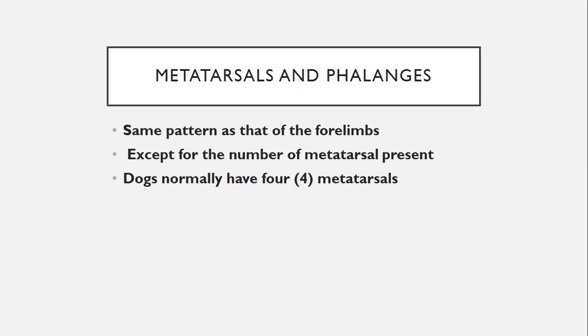Metatarsals and phalanges follow the same pattern as that of the forelimbs, except for the number of metatarsals present. For dogs, their metatarsals are actually 4, not 5 as present in the notes. So kindly change that information. Instead of 5, change it to 4.